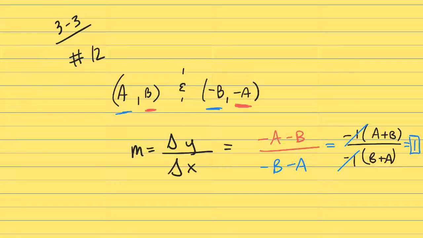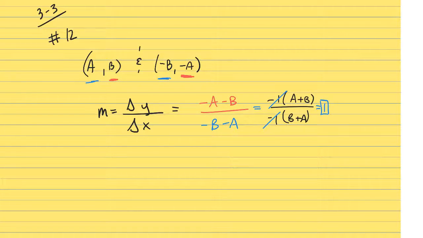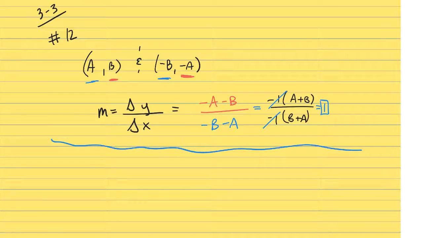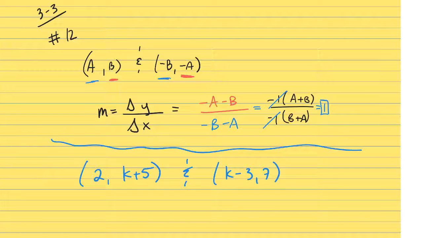How about this one as a follow-up before I get to the next question? Determine the value of k so that the line connecting these two coordinates has a slope of 3.